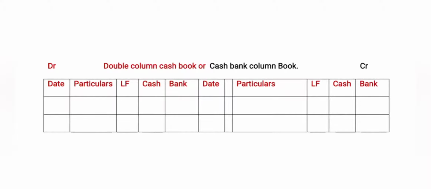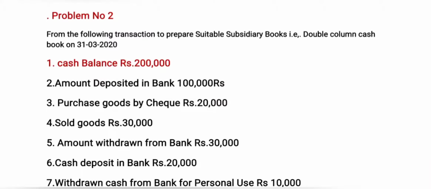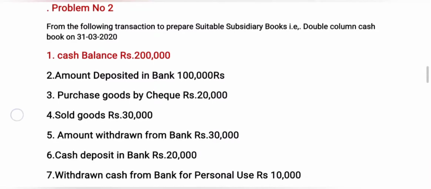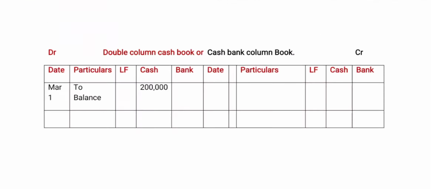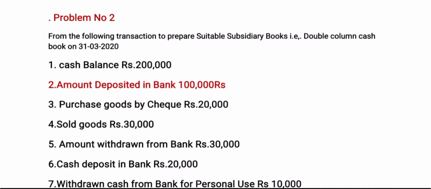Here is the pro forma of the double column cash book or cash and bank column book. We have already discussed this. Coming to transaction 1, that is cash balance 2 lakhs rupees. This amount is posted on the cash book debit side. Now we are coming to the date column of the debit side. Here 1st March to balance brought down 2 lakhs. This amount is the closing amount for last month. Now we are coming to another transaction. Second date, it is amount deposited in bank 1 lakh rupees.